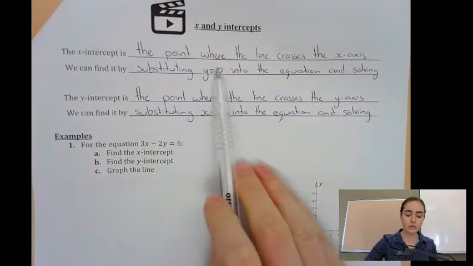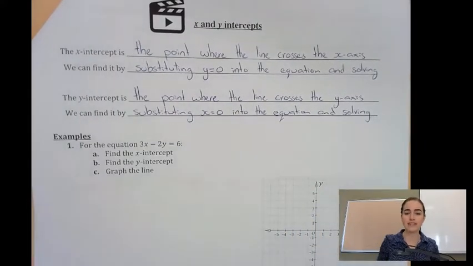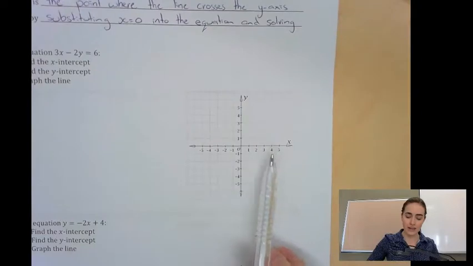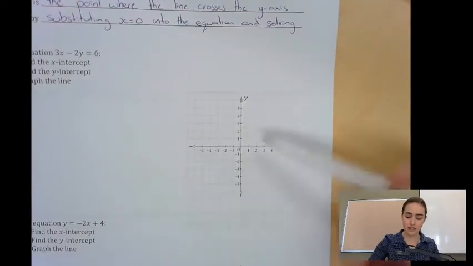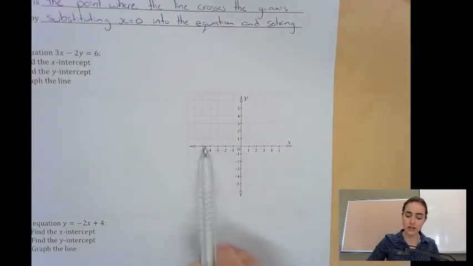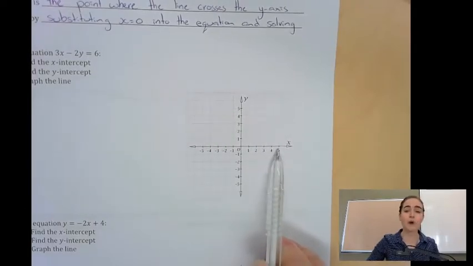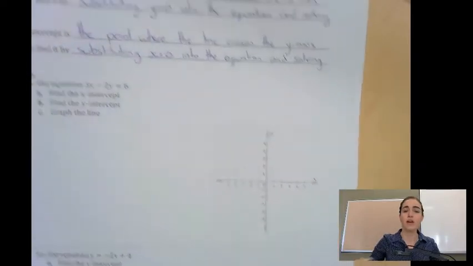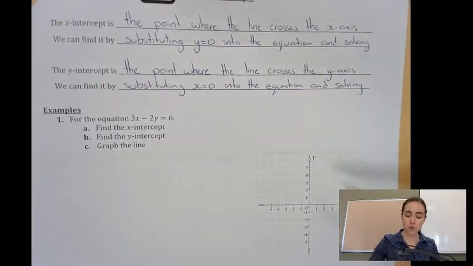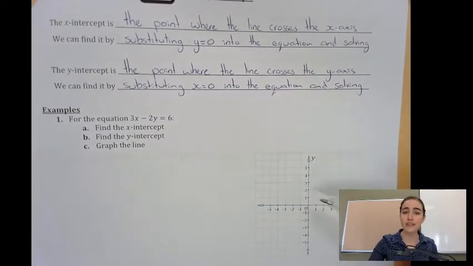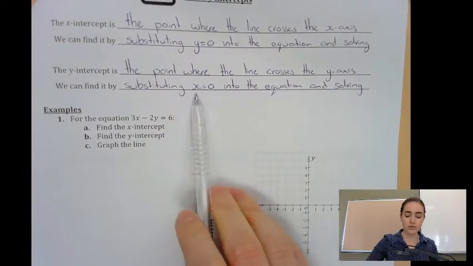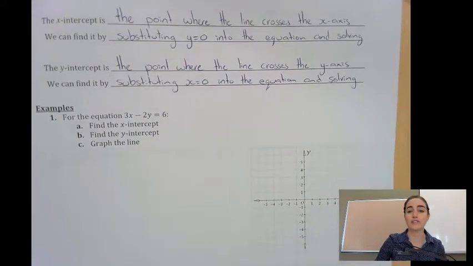Now the reason we use y equals 0 when we're trying to find the x-intercept is because any point that lies along this line, so our line's going to come down and cross it, if we're trying to find where it crosses here, any point on that line is going to have a y-coordinate of 0. Then the y-intercept is where it crosses the y-axis. So to find that, we're going to substitute x equals 0 into the equation and solve that.